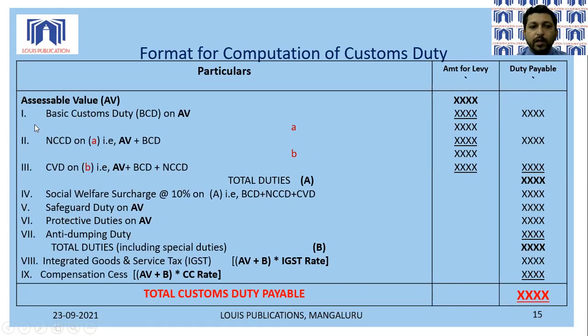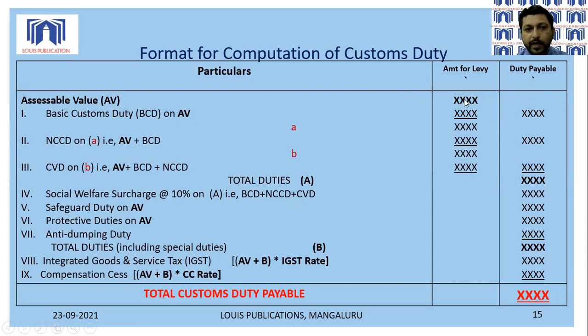Now to assessable value, we are going to add basic customs duty on assessable value. Basic customs duty rate will be specified. So on this particular value, maybe 10%, maybe 20, maybe 35. There are different rates for different products. So you are going to calculate. Same basic customs duty, just this value will be recorded in the outer column. It is not the total, just the basic customs duty value will be repeated in both the columns, in the inner column as well as outer column.